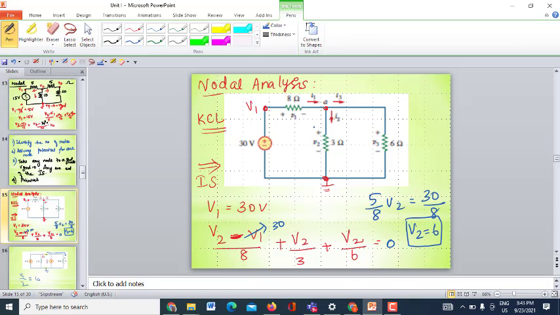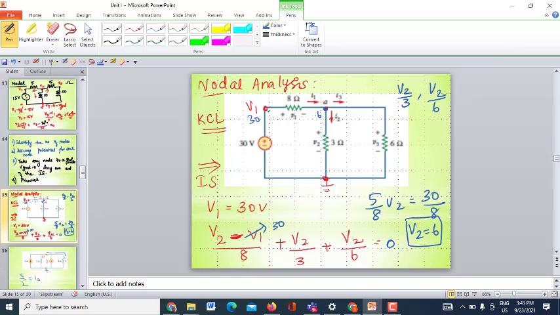So this potential V2 is 6. How will you find the current I2? It is V2 divided by 3. And how will you find the current I3? It is again V2 divided by 6. And how will you find I1? Current flows from this side to this side, positive to negative. This is 6 volt, this is 30 volt.